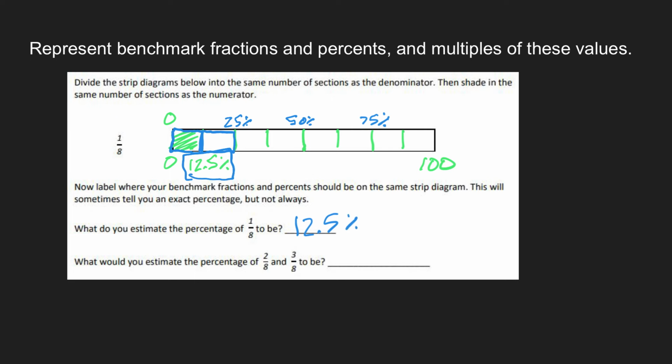What would you estimate the percentage of 2/8 and 3/8? Well, 2/8 is the same as 1/4. So that would be 25%. And then 3/8 would be right here. So I would add 12.5% to my 25. So that would get me, what, 37.5%. So once I figure out this guy right here, I can use it to figure out the rest of the percentages. All right.